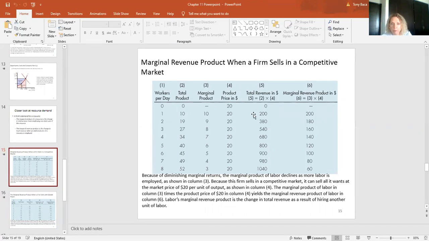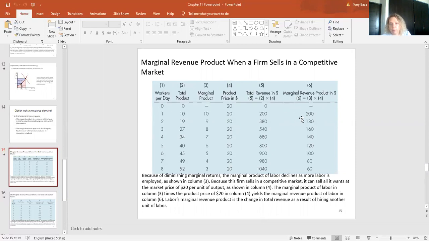And then the total revenue is the total product. So column 2 times the price, which is going to be $20 no matter how much we produce. And so in the case of 1 worker, it's the 10 times the 20. In the case of 2 workers, it's 19 times 20, so on and so forth.